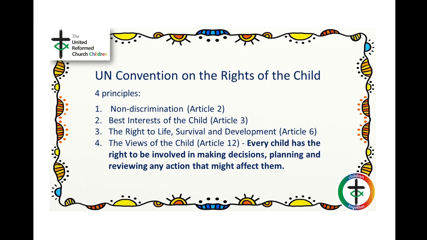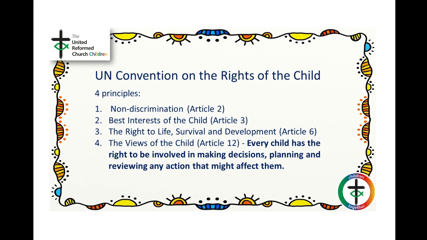The second one is the best interests of the child, Article 3. The best interests of the child must be primary. The third one is the right to life, survival and development, contained in Article 6. And every child has the right to life, survival and development.